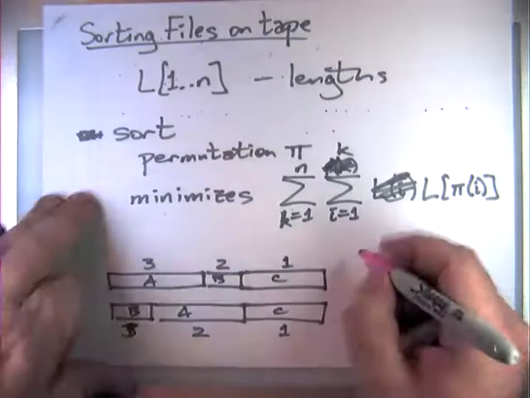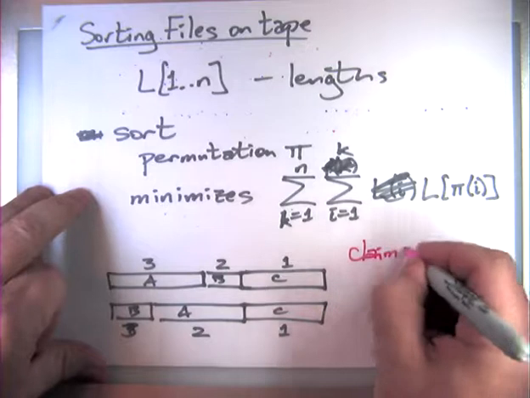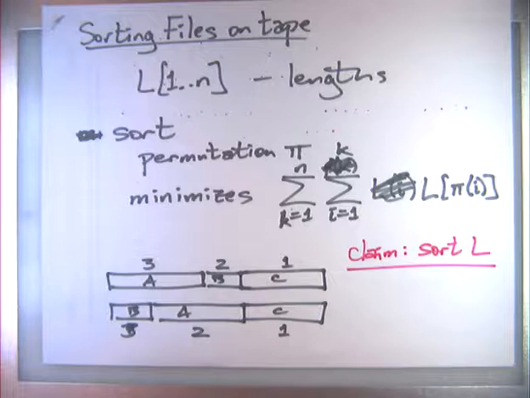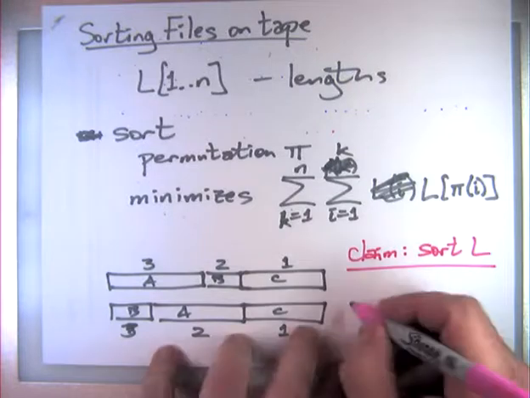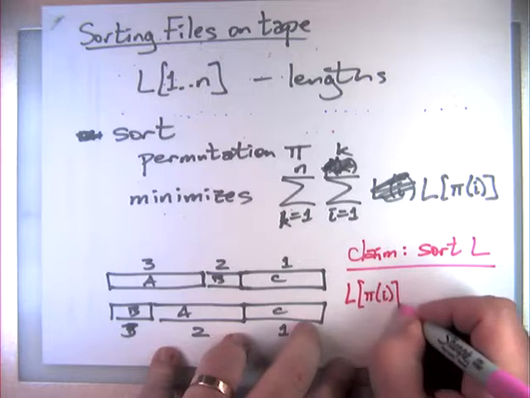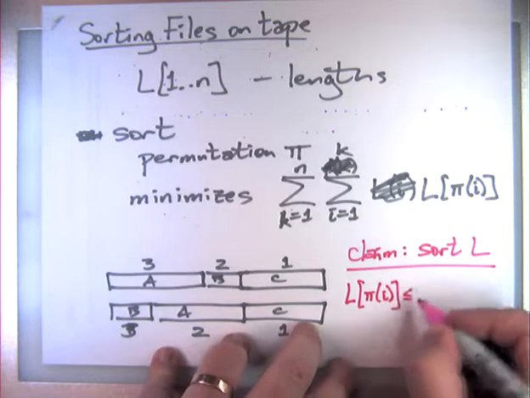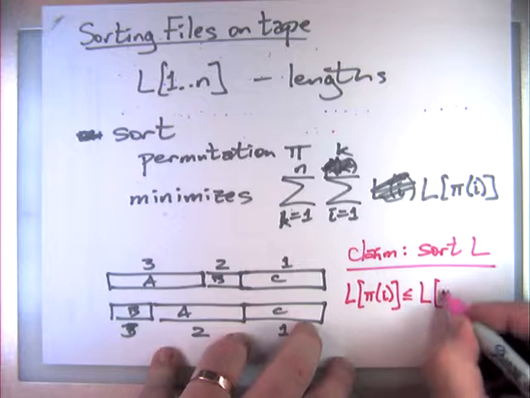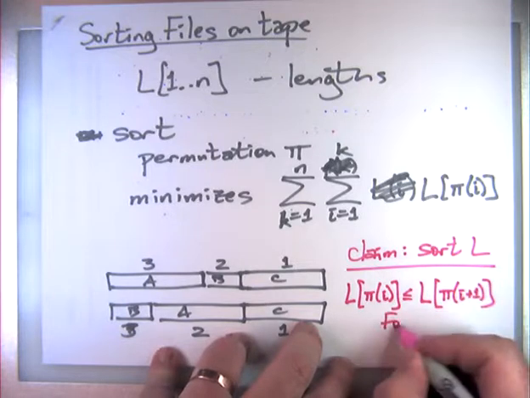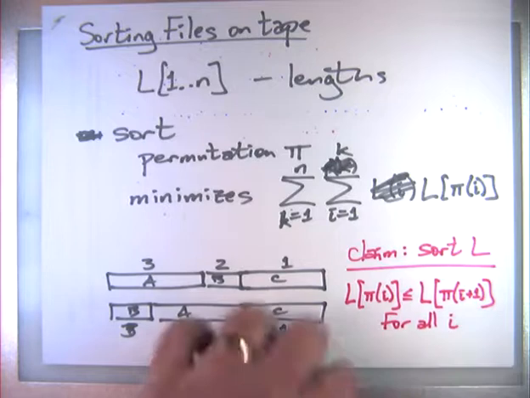Okay, so claim, just sort L. Sort the lengths, and that will give you the correct order. Another way of saying that is that the length of the file in position I should be less than or equal to the length of the file in position I plus 1 for all I.